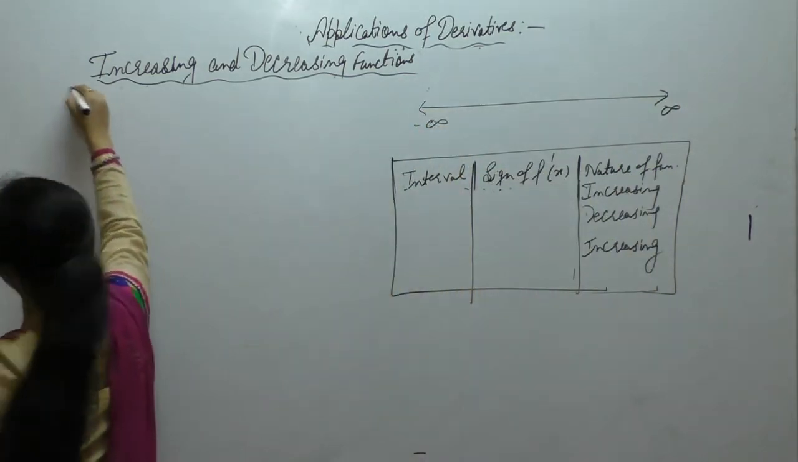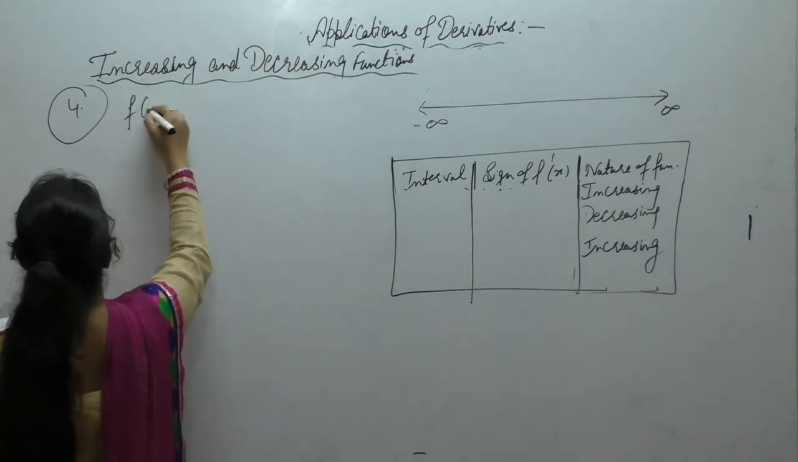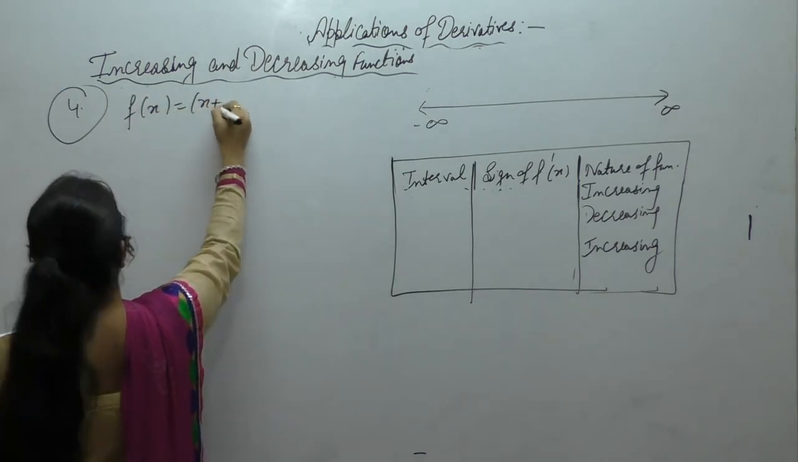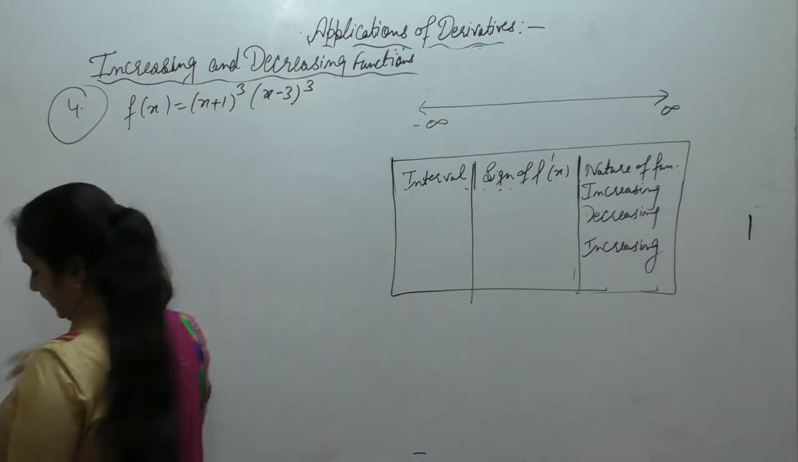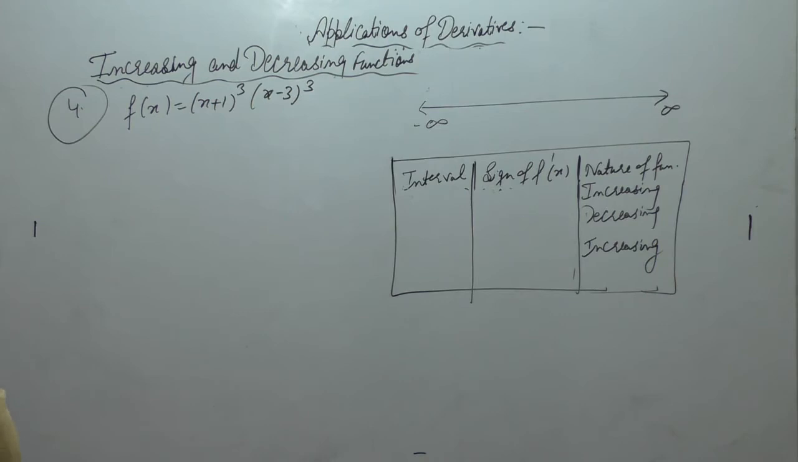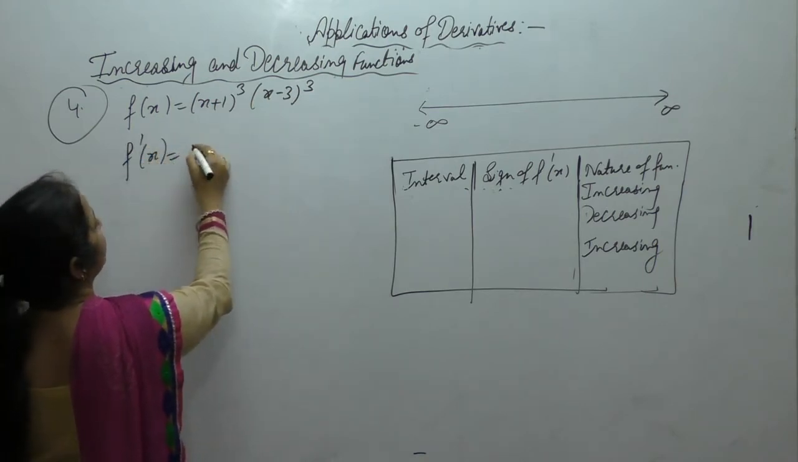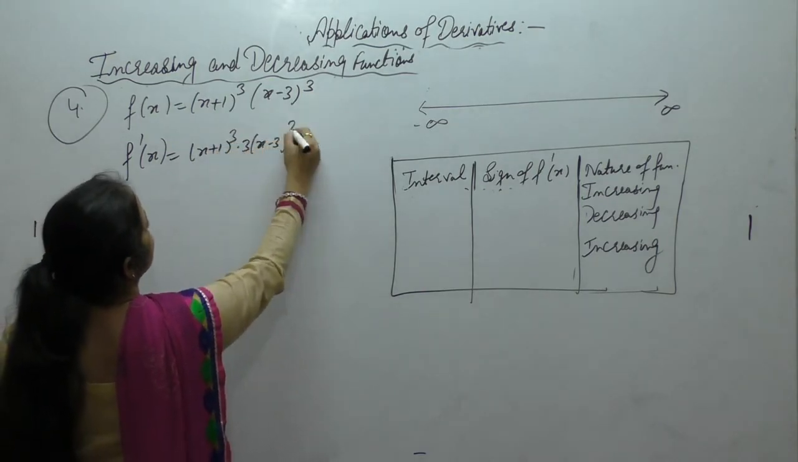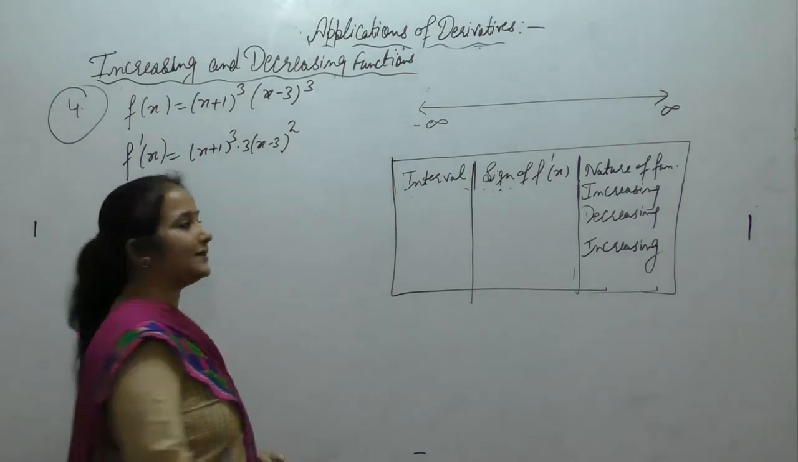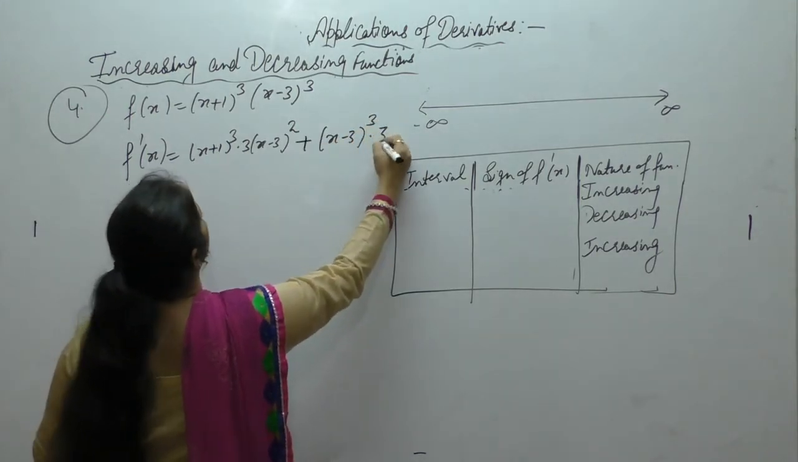Question number 4. Find the interval in which the function f of x equals x plus 1 cube, x minus 3 cube, is increasing or decreasing. So first we have to take the derivative. First function as it is, derivative of second: derivative of x is 1, of 3 is 0. Plus second as it is, derivative of first.